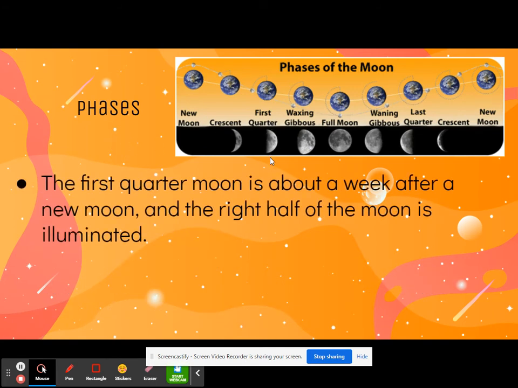The first quarter moon is when you see a quarter of the moon. I know, Mrs. Skipper, that's half the moon. No, it's not, because remember, we don't ever see the back. This is a quarter moon. This happens about a week after the new moon, and you get the whole right half of the moon illuminated.